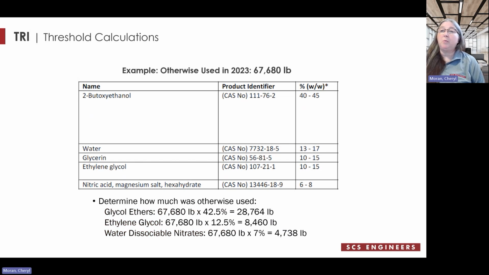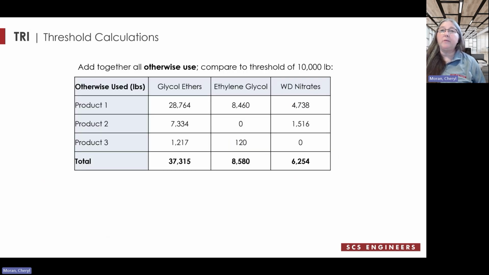So for this product, we will multiply the amount used by that midpoint concentration, and we will come up with how much of each of these reportable chemicals we used for this particular product. We are then going to repeat that for other products that are in our facility that have the same reportable chemicals in them. Now we're going to add together all of the otherwise used across our facility and compare it to our 10,000 pound threshold.